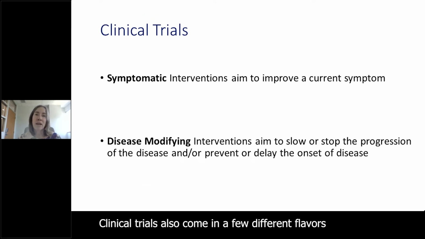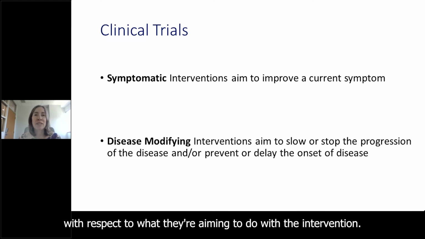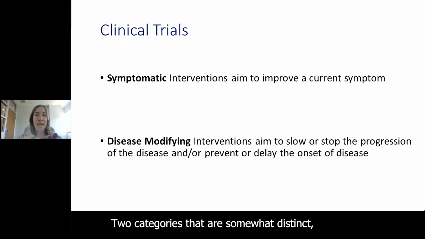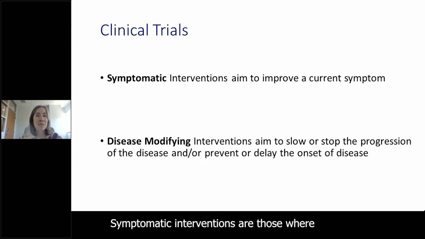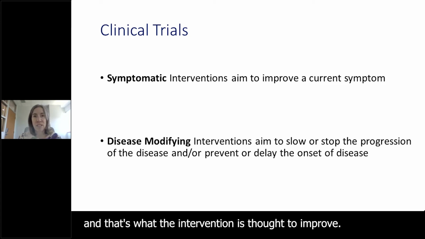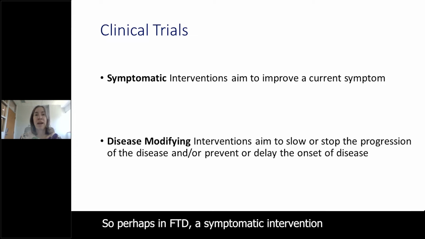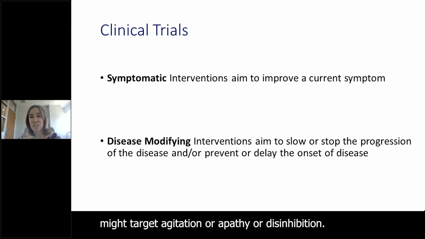Clinical trials also come in a few different flavors with respect to what they're aiming to do with the intervention. And two categories that are somewhat distinct, although they can overlap as well, are symptomatic interventions and disease-modifying interventions. Symptomatic interventions are those where specific symptoms of a disease are targeted, and that's what the intervention is thought to improve. So perhaps in FTD, a symptomatic intervention might target agitation or apathy or disinhibition.